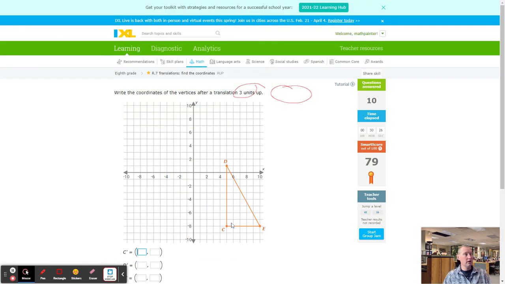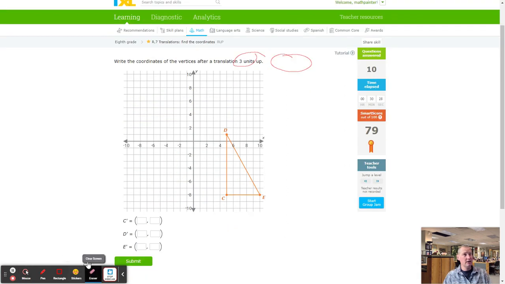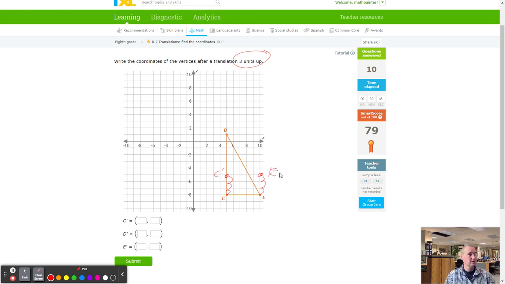Okay, last one. Very last one. I don't want to mess this one up. It's actually a rather easy one, too, because we're only going up 3. And it's a triangle. So here we go. 3. 1, 2, 3. C prime. Done. E. 1, 2, 3. E prime. Done. Where's my prime? There we go. D. 1, 2, 3. D prime. Okay. Now give your locations.